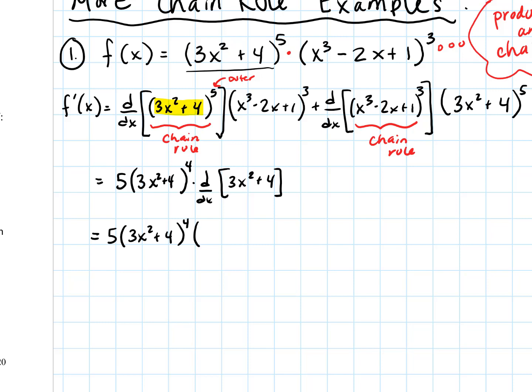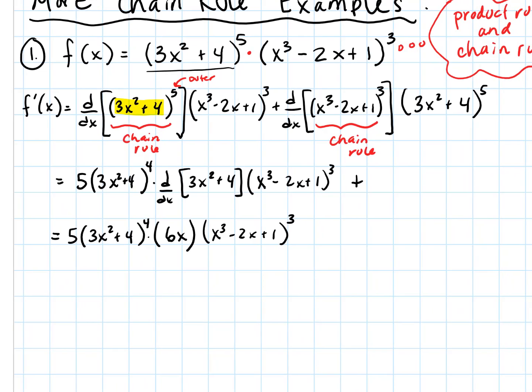But I want you to see that we're taking the derivative of that inner function to get to this next multiplication here. So the derivative of 3x squared plus 4 is just 6x. Okay. Then we are multiplying from the product rule, (x cubed minus 2x plus 1) to the third. So that will come down.